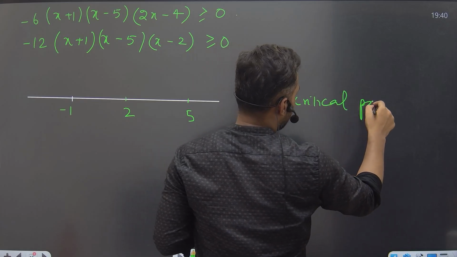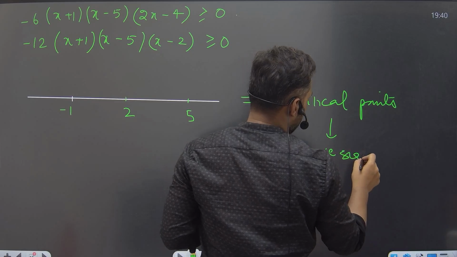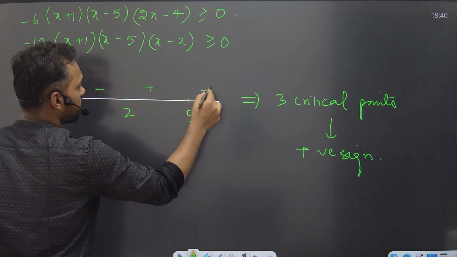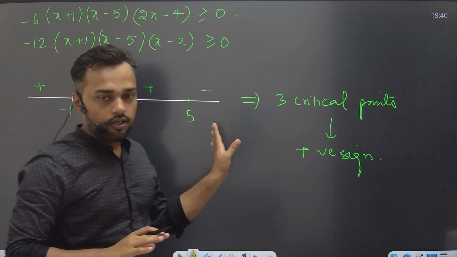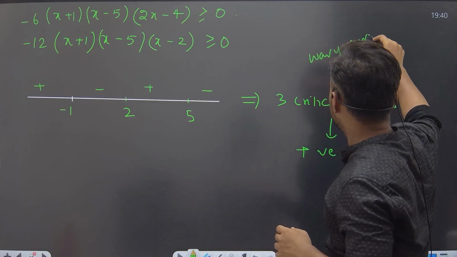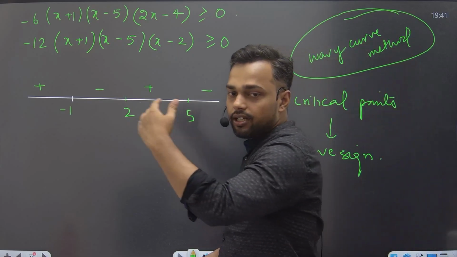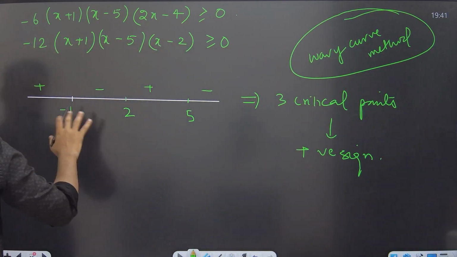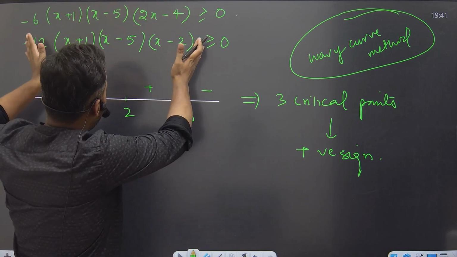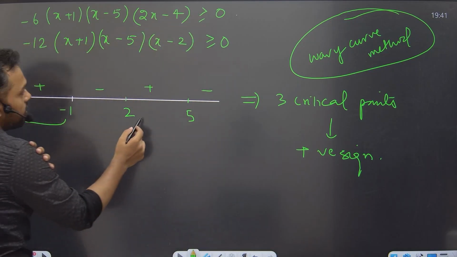So the sign will start from positive. So here we will be seeing positive, negative, positive, negative. If you don't know what I am doing here, this is the format of the wavy curve method. You can search this method. Okay, it is totally dependent on the critical points. So you can see that this particular expression is greater than or equal to 0. So only the positive part needs to be considered here, student.